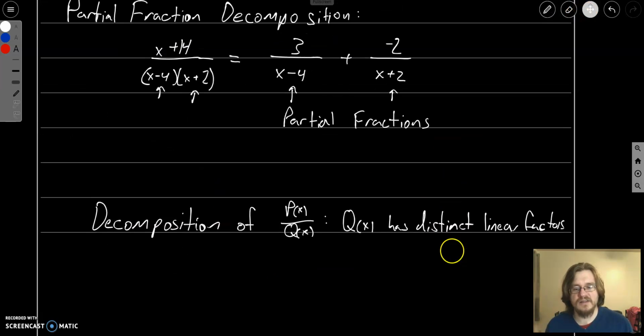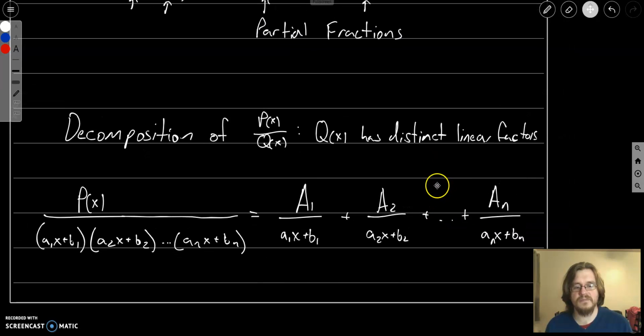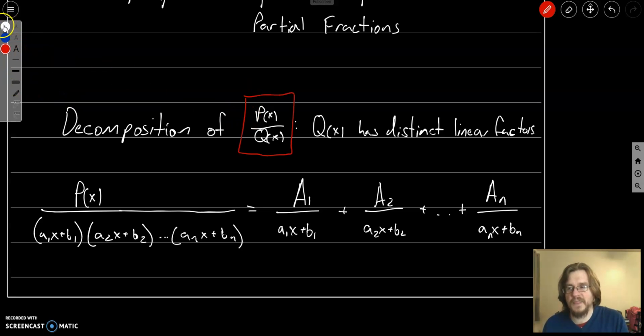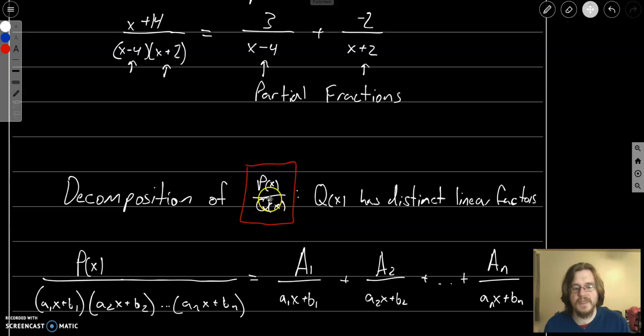So it turns out that we can do this a lot. This is a very handy way of writing a fraction down. Here I have the fraction p of x over q of x. What does this mean? P of x is going to be some polynomial, for instance, maybe x plus 14. For q of x, we're going to restrict ourselves to thinking about when q of x has distinct linear factors.